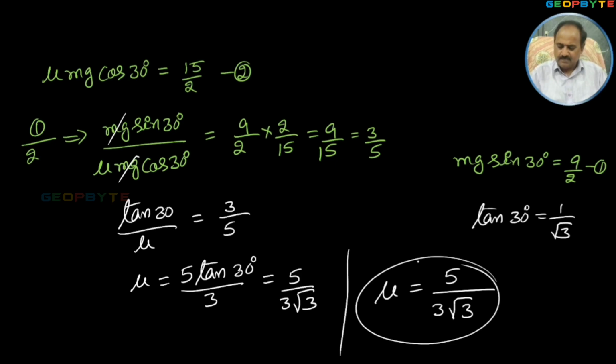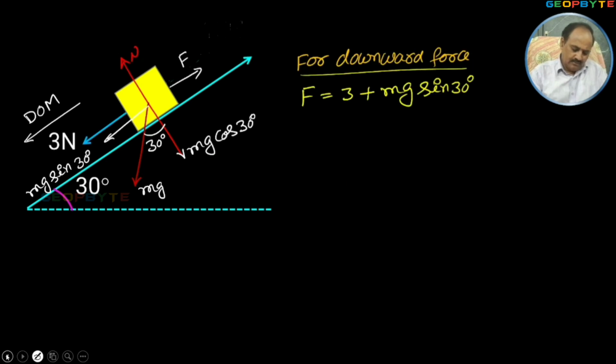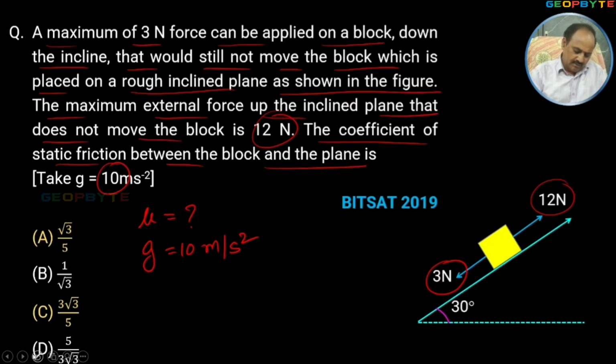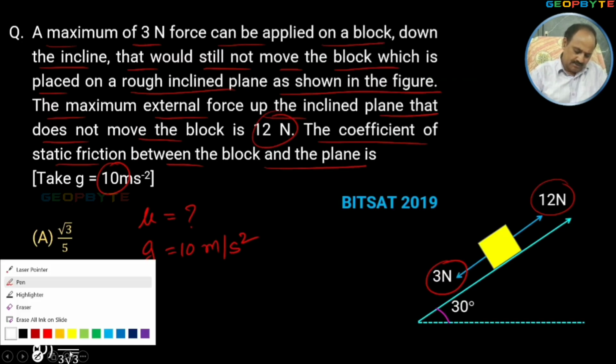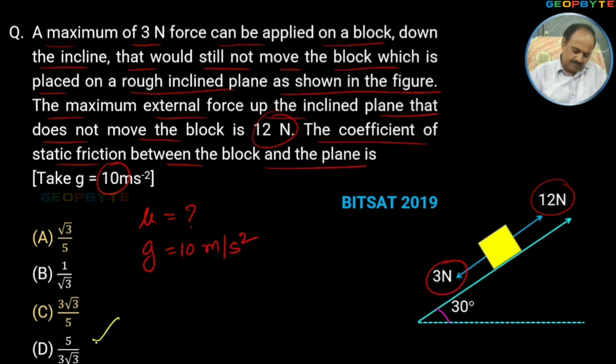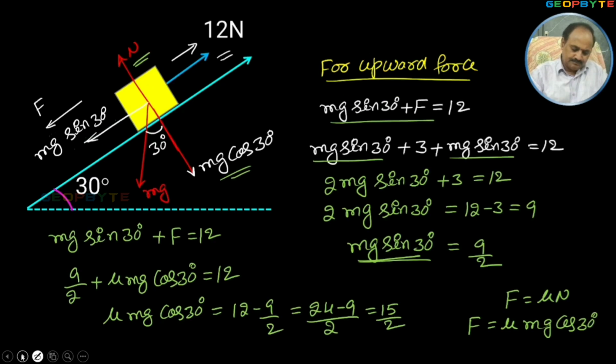That is the answer. I hope all of you clearly understood. Understood or not? I try to explain each and every point at your understanding level. Okay. Now look at the options. 5 by 3 root 3. Look at the option D. Option D is absolutely correct. Understood clearly? Yes. Similarly, let us take another important problem.